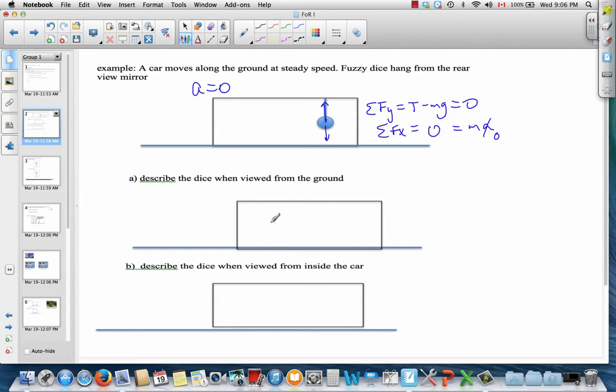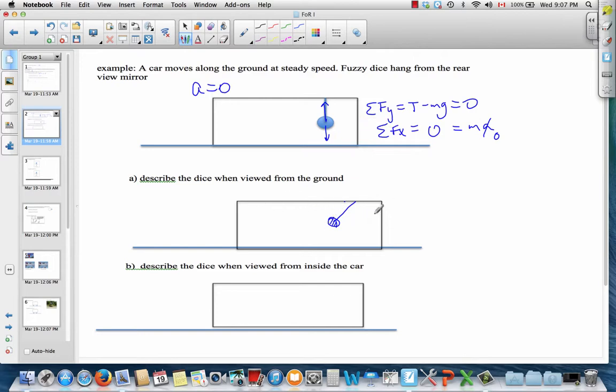Now, let's imagine next that the car is actually accelerating. So now you've got an accelerating car. And now let's view it from the ground. Well, when you look at it from the outside, you will see that the fuzzy dice have tended to remain in place while the car and the attachment point have moved forwards. So it will adopt an angle like that.